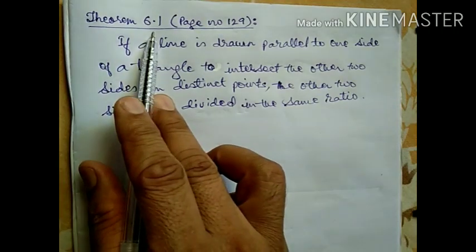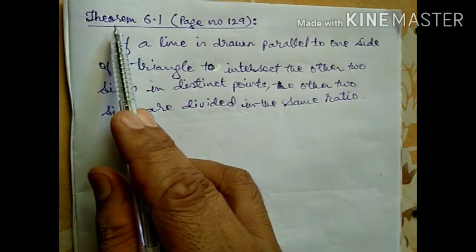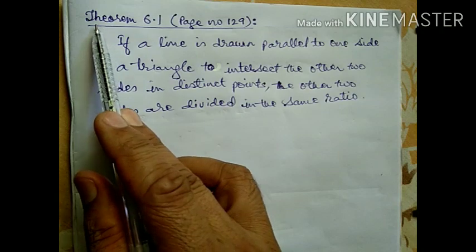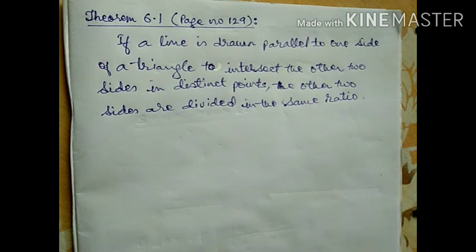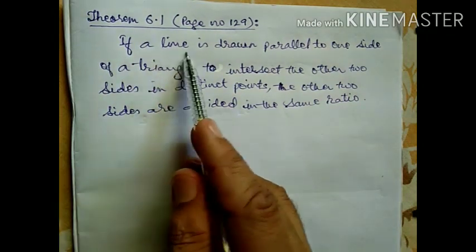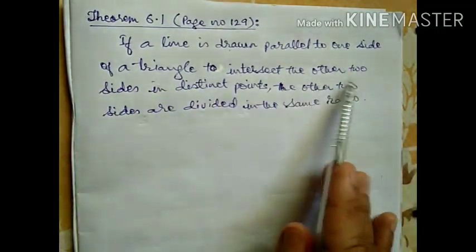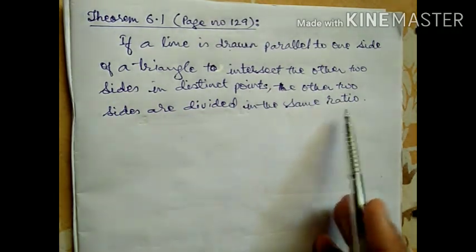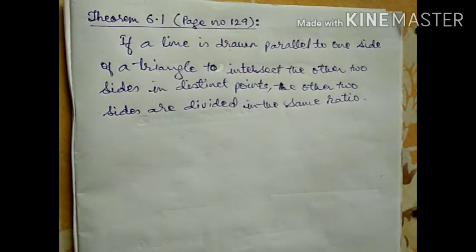Theorem 6.1 of page number 129, and the question is like this. This is a very important theorem. It comes in examination for 5 marks. Theorem 6.1, page number 129. You can take out the theorem in the page in your textbook, and the statement is given here like this. If a line is drawn parallel to one side of a triangle to intersect the other two sides in distinct points, the other two sides are divided in the same ratio. Only this much will come in examination. The rest, all the things you need to do by yourself.